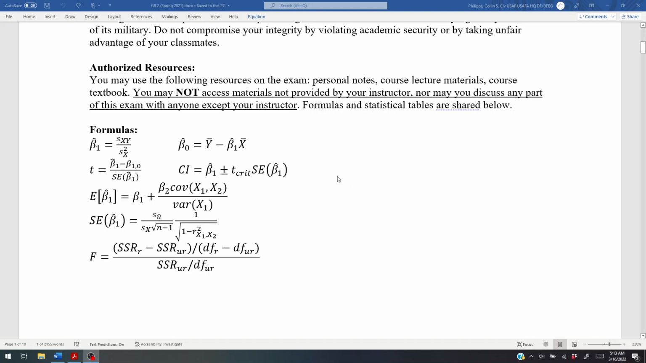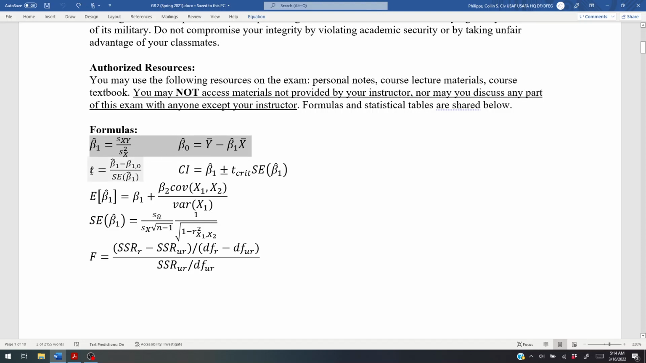Immediately, we get to the formula sheet. So formulas here are mostly things that we would be expecting. We've got all of the same things that were on GR1. Notice the coefficient for beta 1 hat, the OLS estimate. We've got beta 0 hat, the OLS estimate.